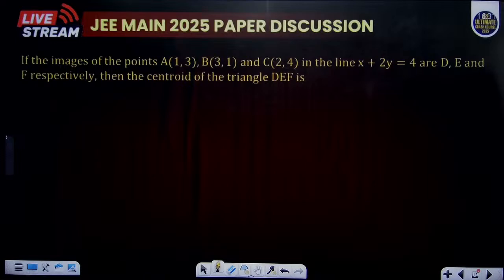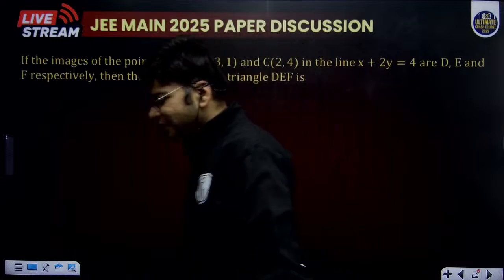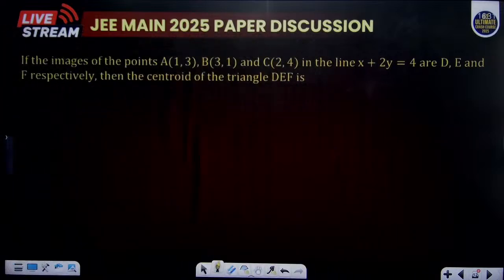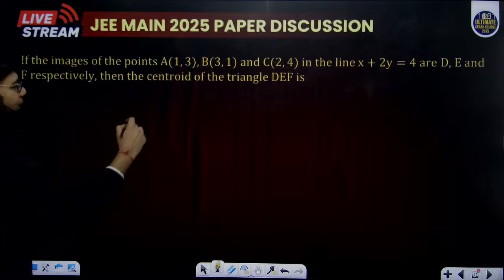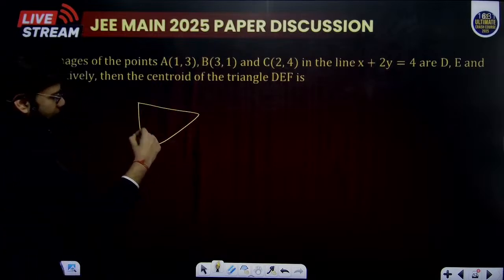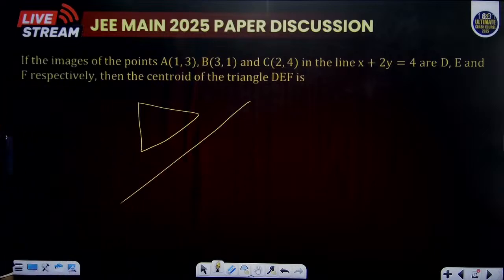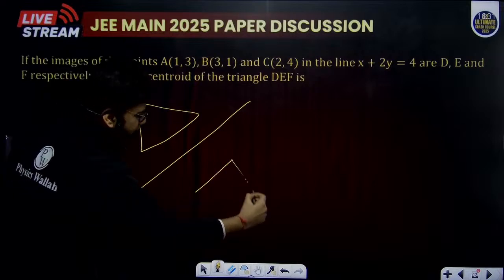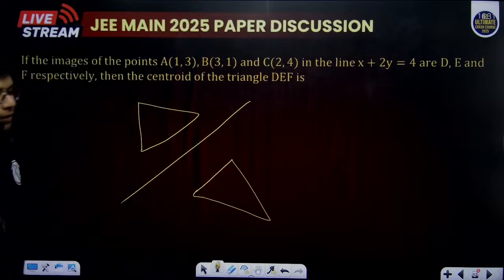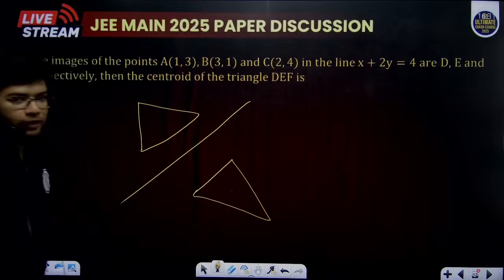Moving on to the next question. The same question which we discussed in January 2022 shift 1 came exactly the same. If the images of the points in this line are D, E, F respectively, then find the centroid of the triangle DEF. So again, the concept is the same. This is your triangle and this is some random line given. Based on that, if you find the images, you will get another triangle whose centroid you want to find.